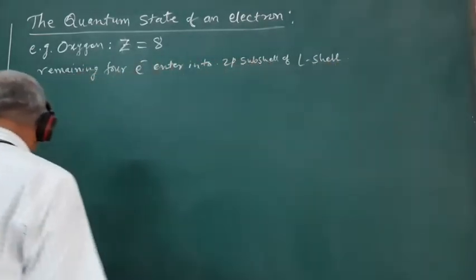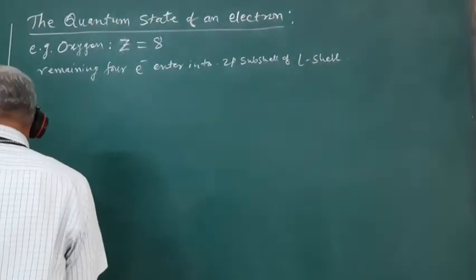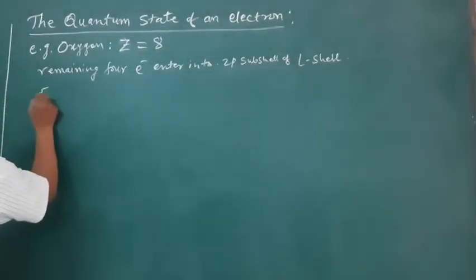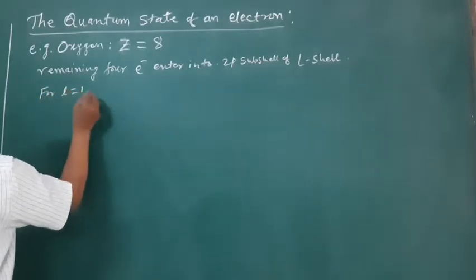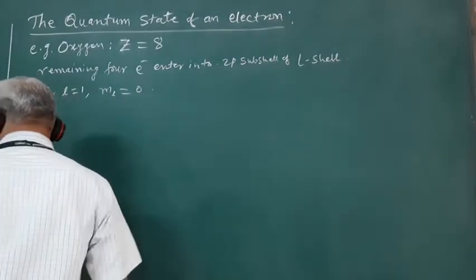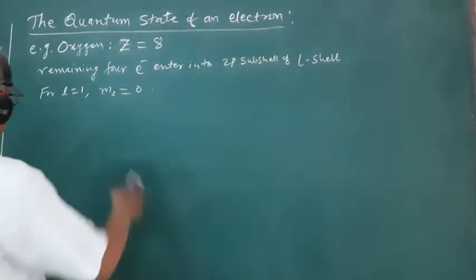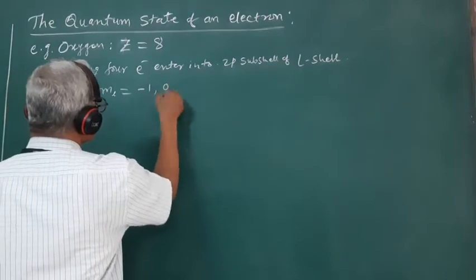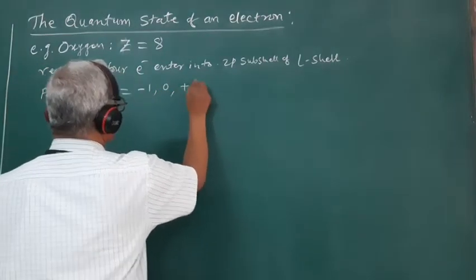For the p subshell, l is equal to 1. For l equal to 1, ml can have the values -1, 0, and +1. So the values of ml vary from -l to +l. So when l is equal to 1, ml can take the values -1, 0, and +1.